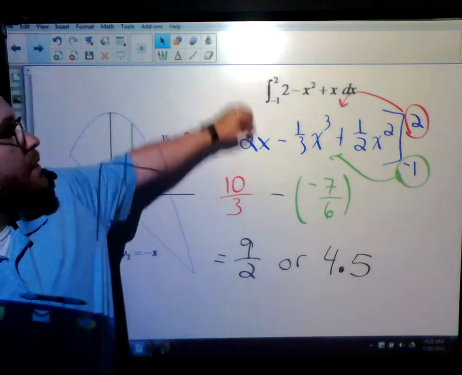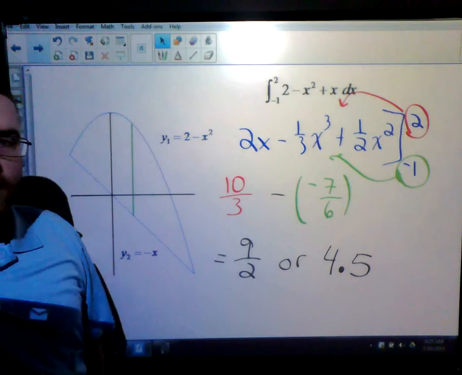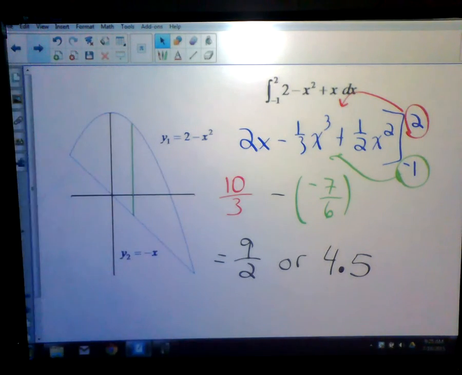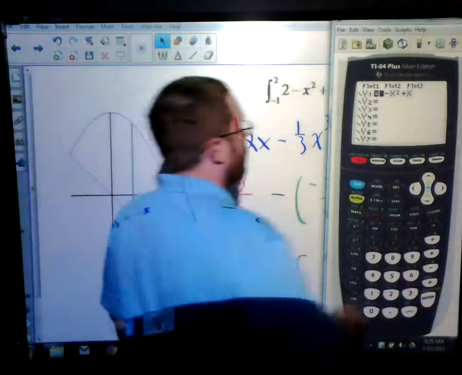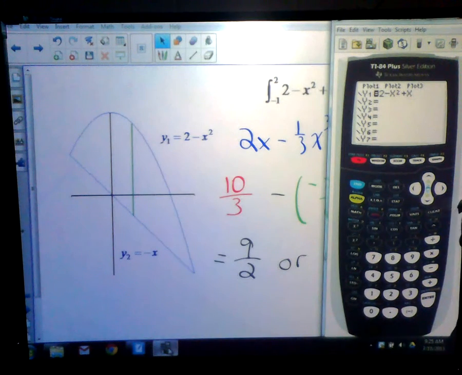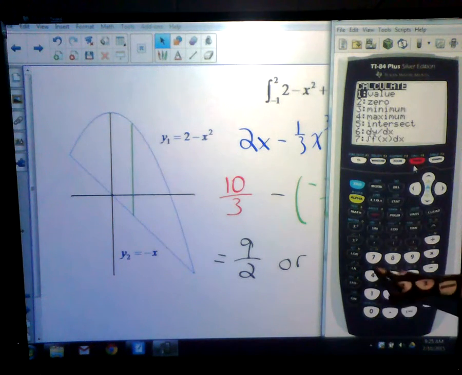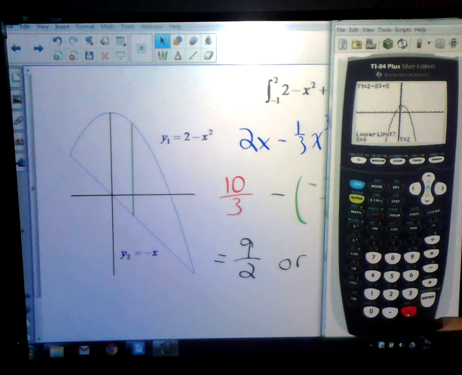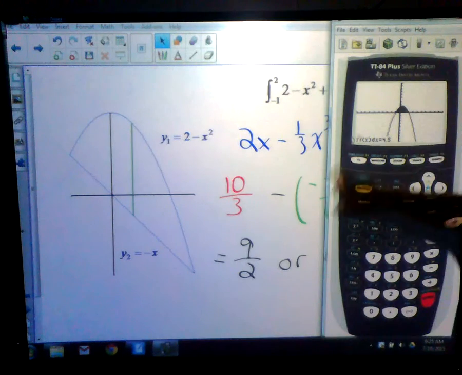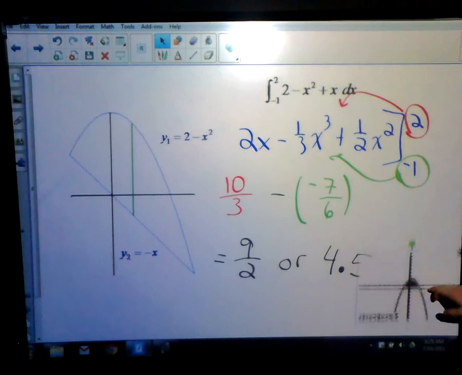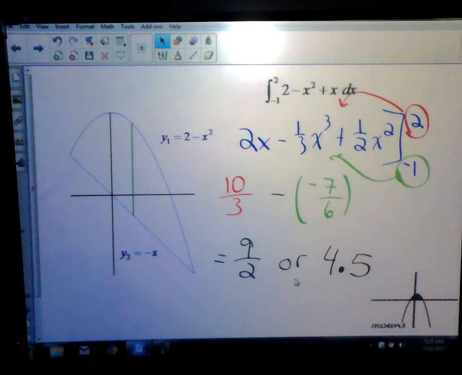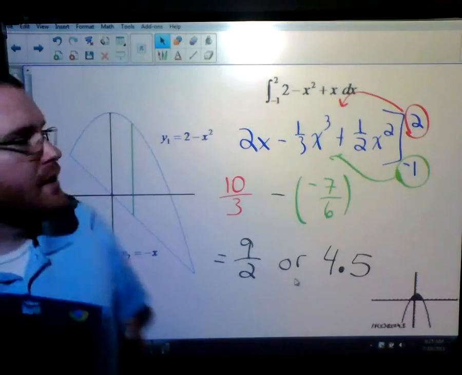So once you set up the integral, the rest is just calculus. And how do you set up the integral? Top minus bottom. In this case, minus and negative makes it positive. If we want to make sure of it, I'm going to go to y equals and plug in my integral. Remember, half the test is calculator, so being able to do this is important. Second trace 7. The bottom is negative 1. The top is 2. And look, my area is 4.5. So I did it correctly. Always double check on a calculator if you're allowed to. Use your calculator as much as possible.